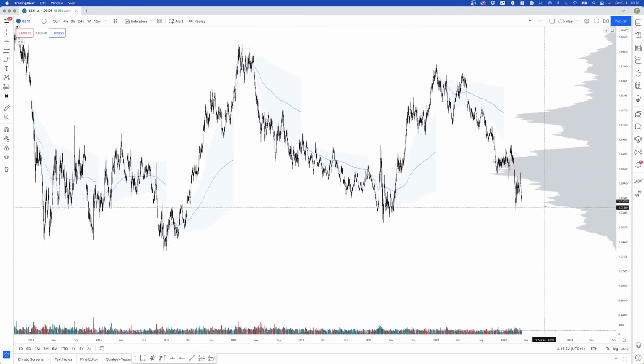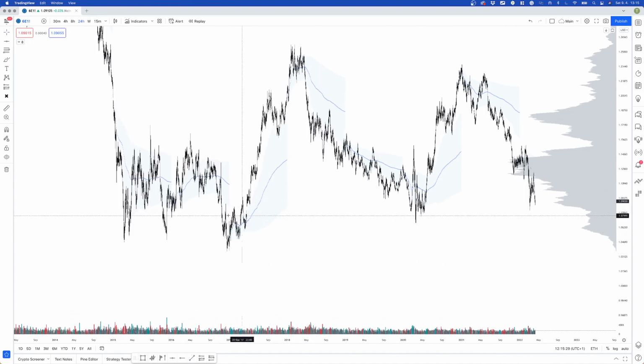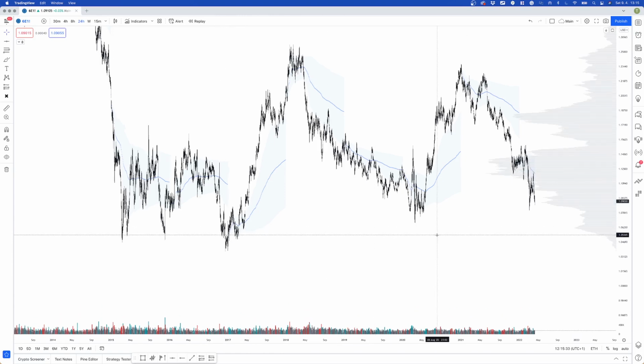Once again, this market is in a clean downtrend. I want to zoom out to see this portion to know that there is a point of control here, basically.